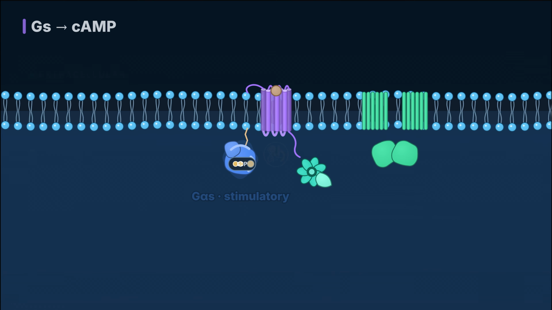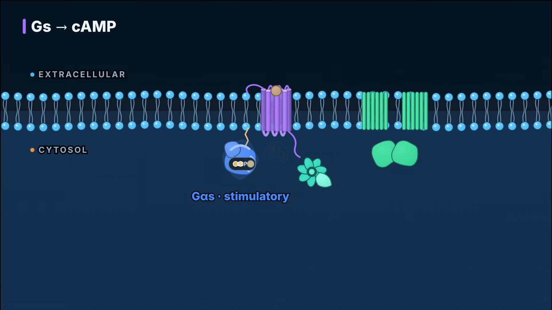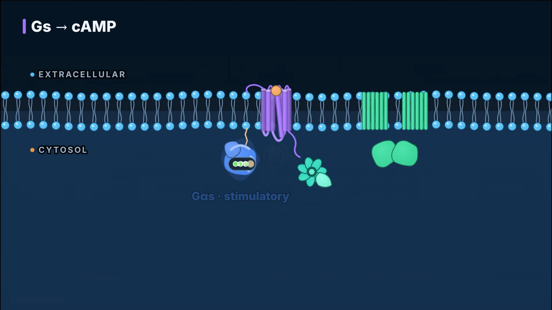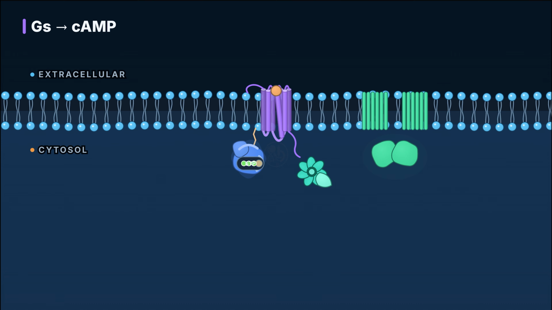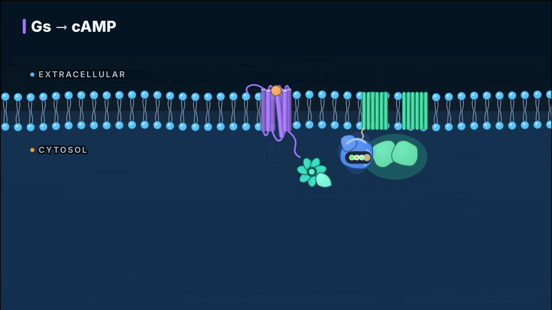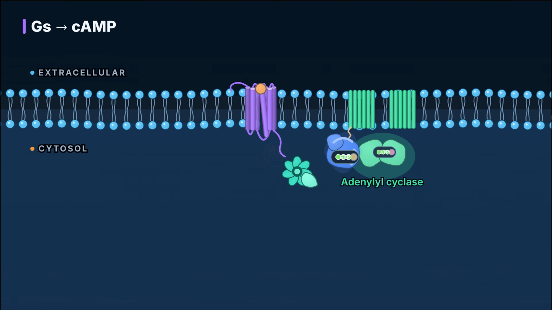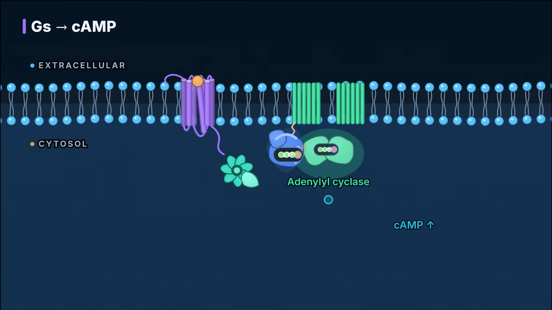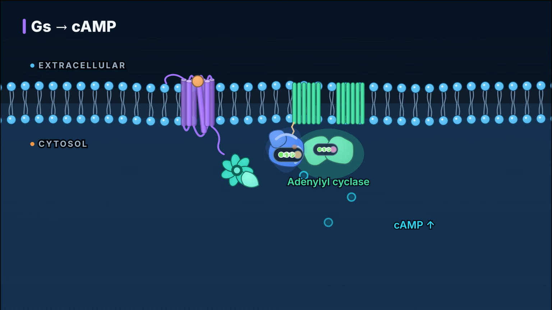Begin with GS, in which the letter S means stimulatory. A GS-coupled receptor activates G-alpha-S through the same GDP-GTP exchange cycle. G-alpha-S-GTP binds adenylyl cyclase on the cytosolic face of the plasma membrane. The adenylyl cyclase used by this canonical pathway is a membrane enzyme, not a free protein floating in the cytoplasm.